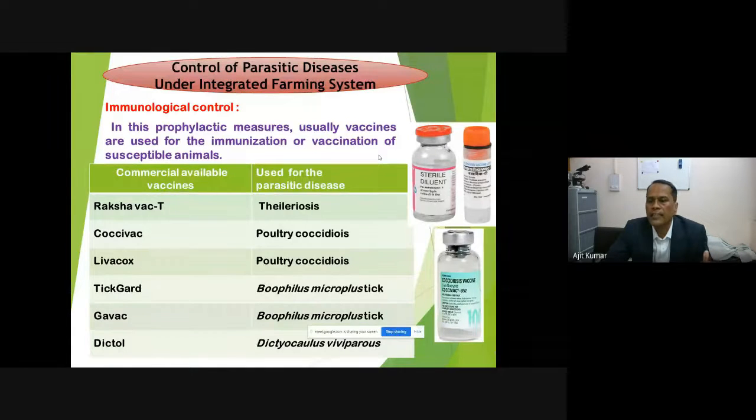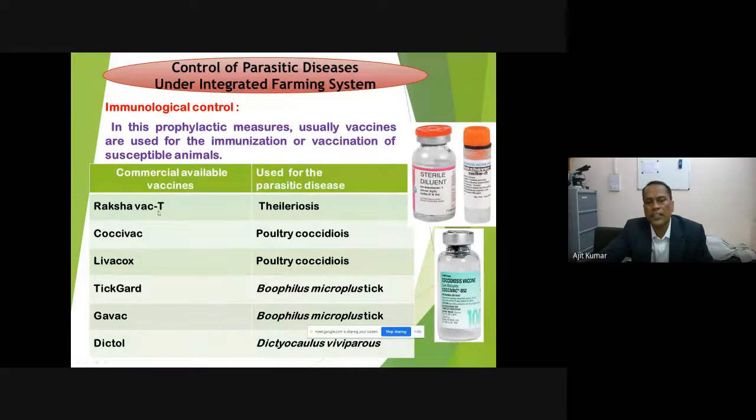Although vaccine preparation is tough against the different parasites, because, as I have already told, antigenic variation is a common character found in many parasites, so we cannot identify the most suitable antigen which can be inoculated in the host. But some of the vaccines available commercially we can use to control the parasite.